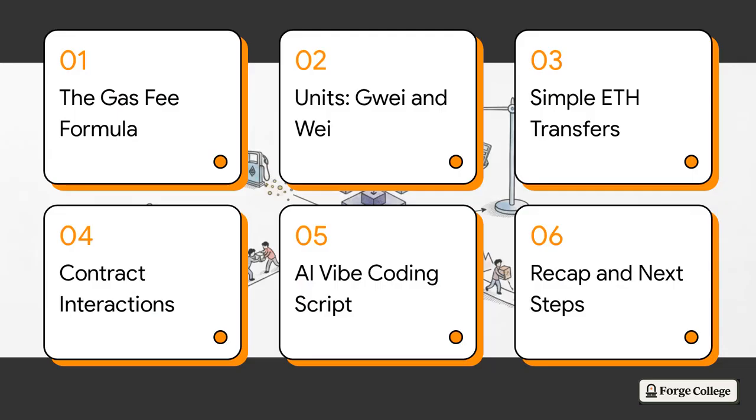Okay, let's dive into this. Our agenda for today is straightforward. 1. The gas fee formula. 2. Units, gwei, and wei. 3. Simple ETH transfers. 4. Smart contract interactions. 5. AI vibe coding script. And 6. Recap and next steps. We're going to start with the theory before we throw any real numbers at you.